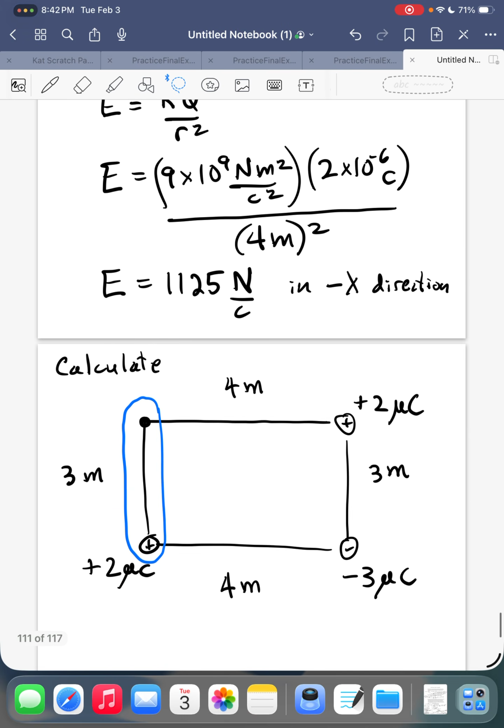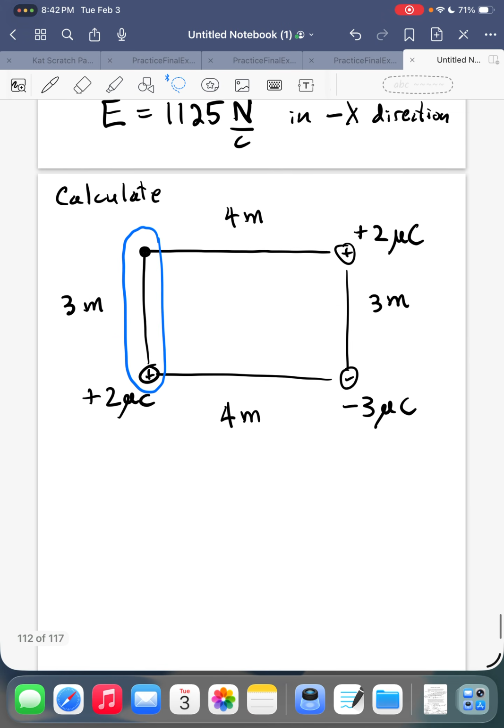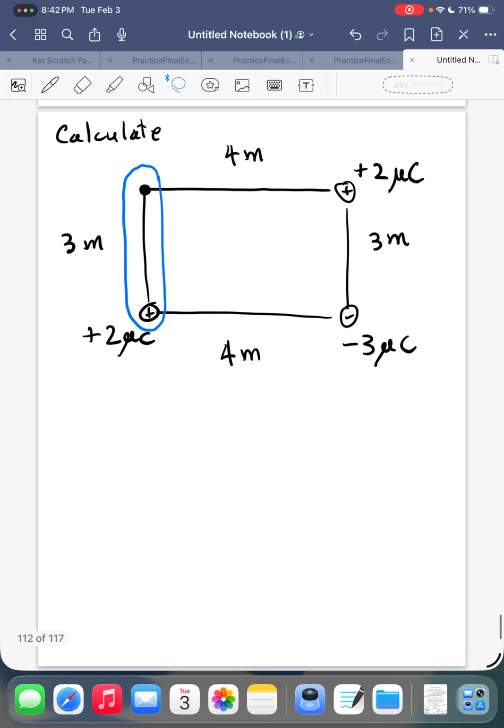Okay, what about another one? So let's try to calculate this one. We're going to calculate each one as a vector and then add them all up at the end. So this vector here is coming from this positive 2 microcoulomb charge, and it's only 3 meters away. And again, we want to know what its effect is on point P.